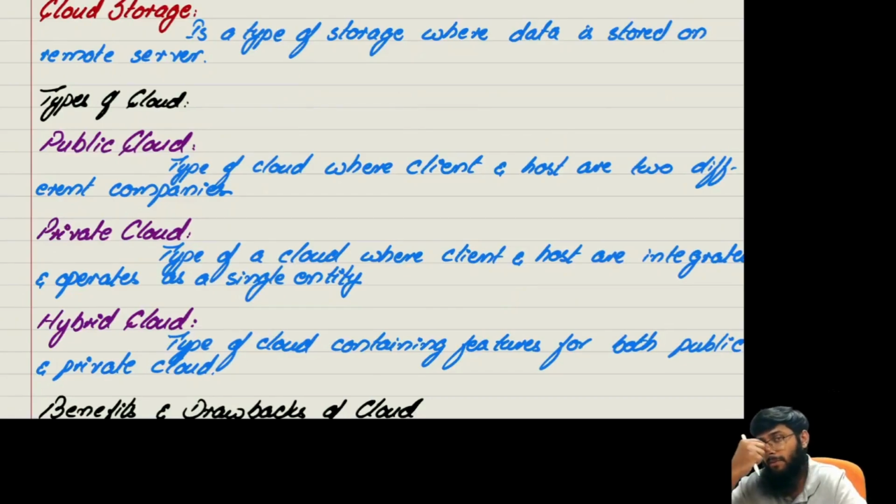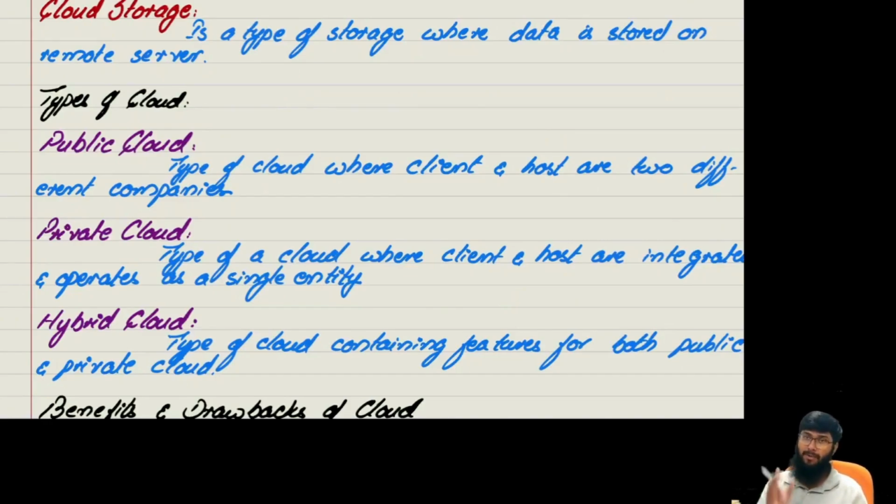Now coming to the public cloud. A public cloud is something where you store stuff that could be accessible by all. For example, YouTube. YouTube is a public cloud, because anything that is uploaded to YouTube can be accessed and seen by all. That is the reason it is known as a public cloud.